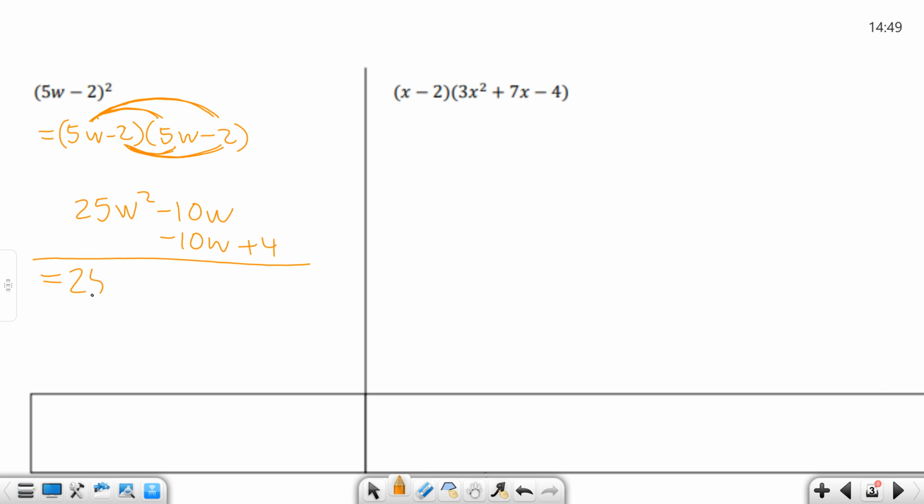Then we have 25w squared. And look, both these are negative. I add them together. 10 plus 10 is 20, and it's w's, right? That's what it's like. And it's negative. You keep it negative when you add them together, and then bring down my plus 4. So 25w squared minus 20w plus 4.